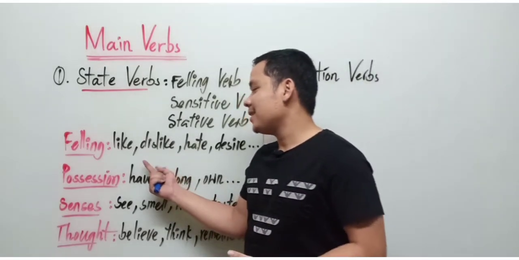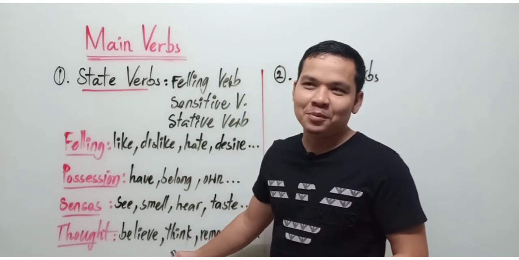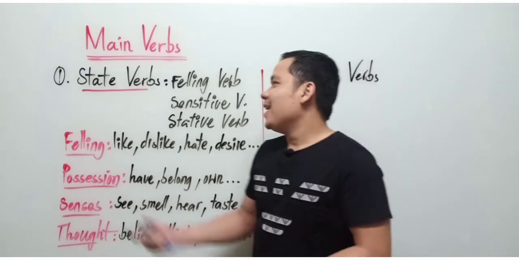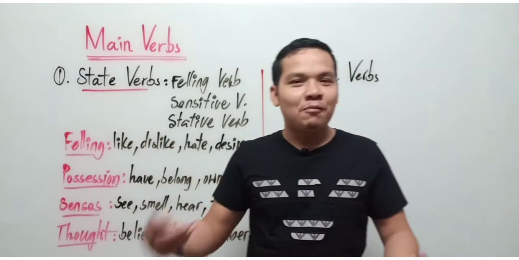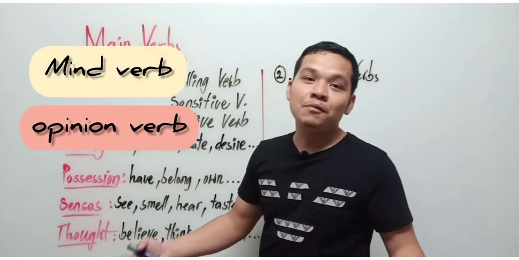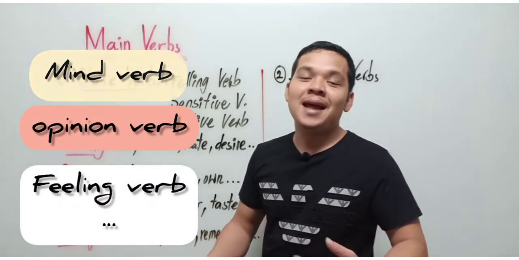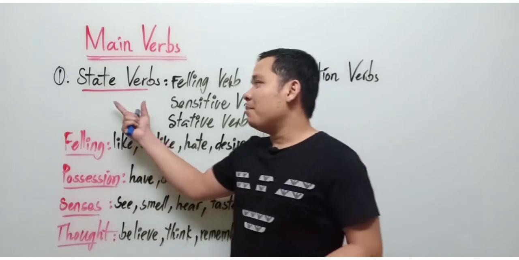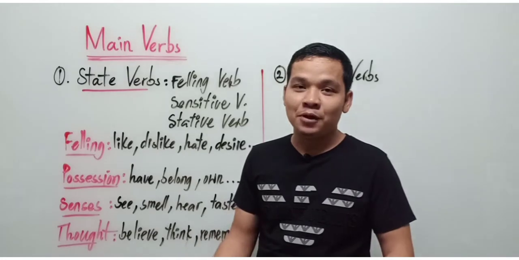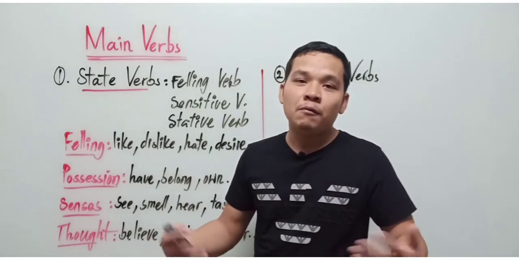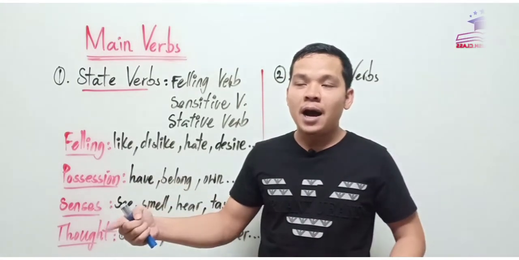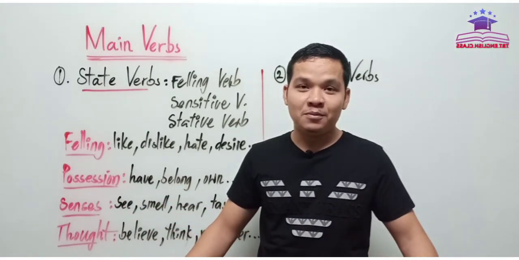As you see here, there are groups of state verbs, or sensitive verbs, or stative verbs, or feeling verbs, you know. You get the idea already about state verbs. When we talk about state verbs, we refer to mind verbs or opinion verbs or feeling verbs rather than action verbs. However, state verbs also have groups of them, you know, so that we know what type of verb we call a state verb. They are divided into groups of state verbs, you can see.